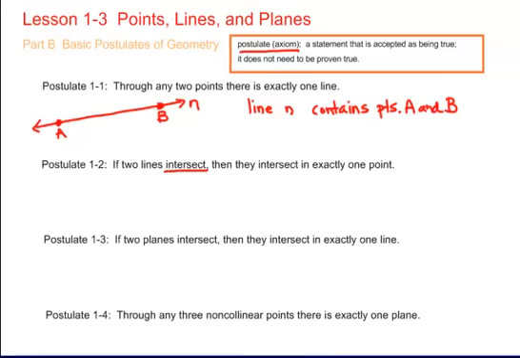This word intersects. Intersect means to cross or to touch. So if I draw 2 lines, then where they touch should be exactly 1 point. So I'm going to draw 2 lines intersecting at exactly 1 point. So here's what this postulate looks like. Here's my first line. Let's call this line L.